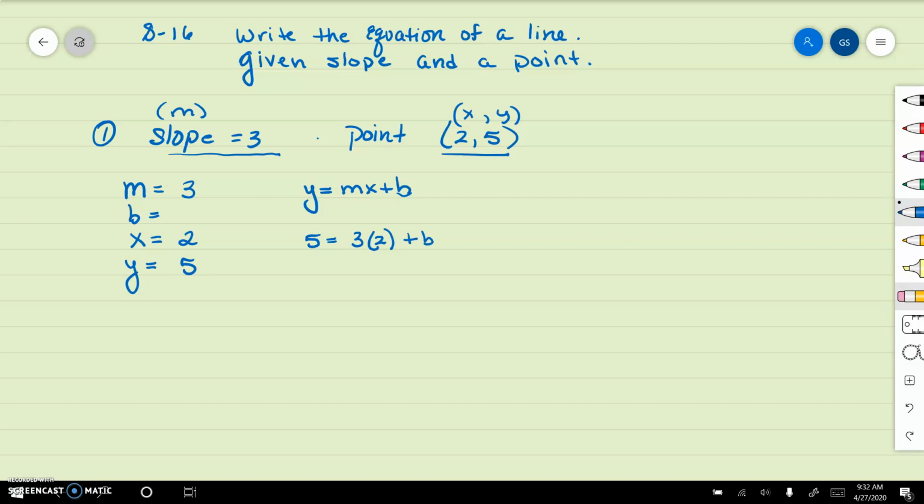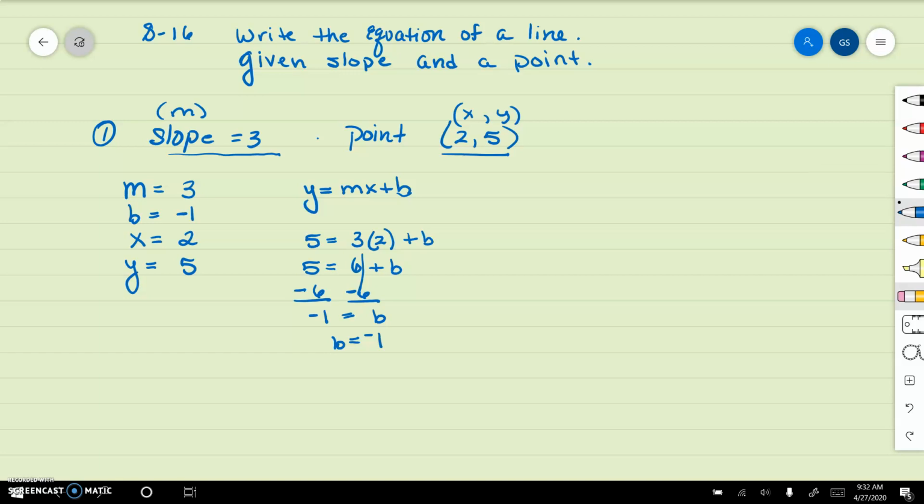Okay, so let's do the easy stuff first. Well, 5 you can't do anything with. 3 times 2 is 6. And then plus b. So all we have to do is get b by itself. So if I subtract 6 from both sides, I get -1 equals b, or b equals -1. Okay, that means my b value here is -1.